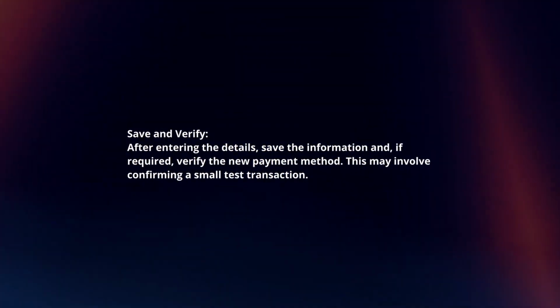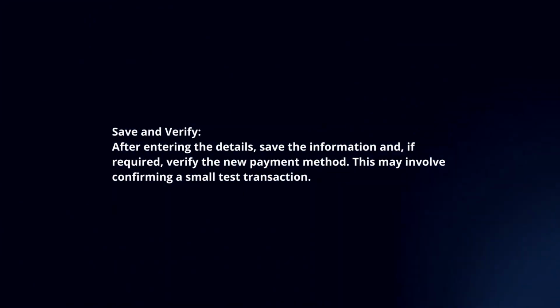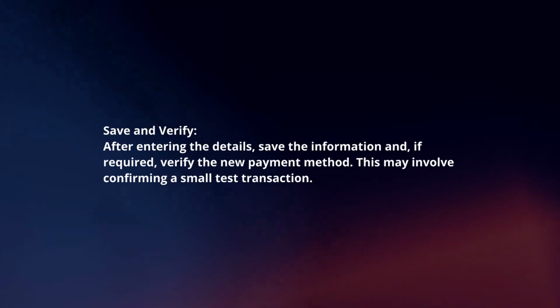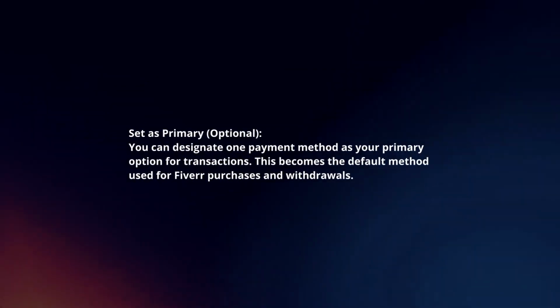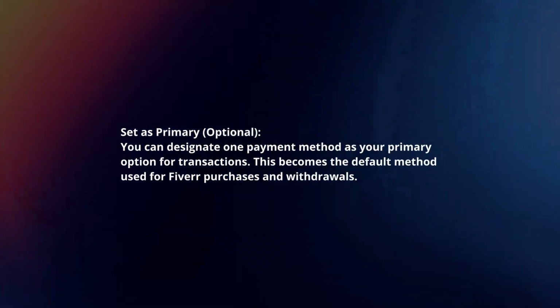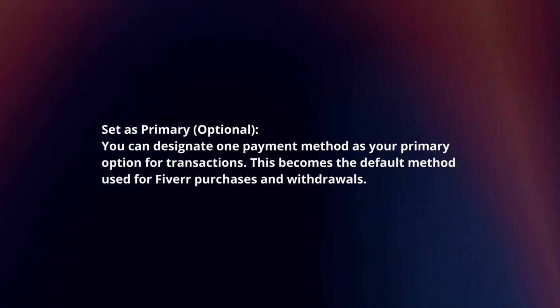Save and verify. After entering the details, save the information and, if required, verify the new payment method. This may involve confirming a small test transaction. Set as primary. You can designate one payment method as your primary option for transactions. This becomes the default method used for Fiverr purchases and withdrawals.